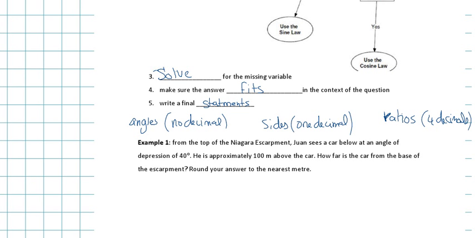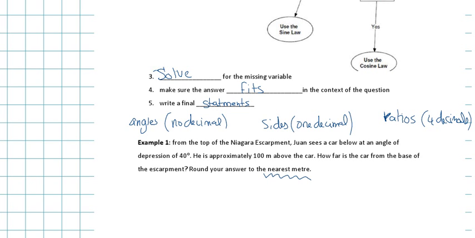So let's look at the first example. From the top of the Niagara Escarpment, one sees the car below at an angle of depression of 40 degrees. He's approximately 100 meters above the car. How far is the car from the base? And round your answer to the nearest meter. In this case, they are specific that they want it to the nearest meter. If the question specifies what they want, you forget about what I just wrote on top of this. You follow what the question is asking you. But in the case where the question is not telling you to what decimal place, then you have to follow these rules.